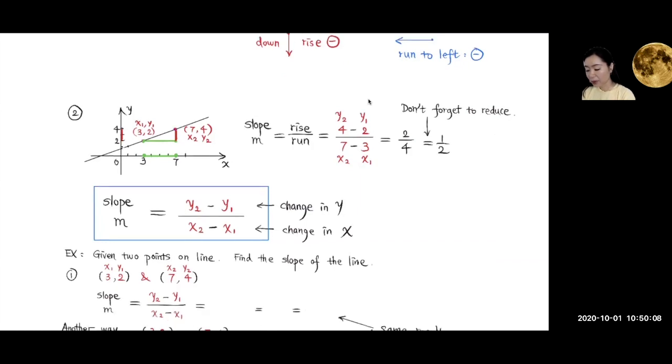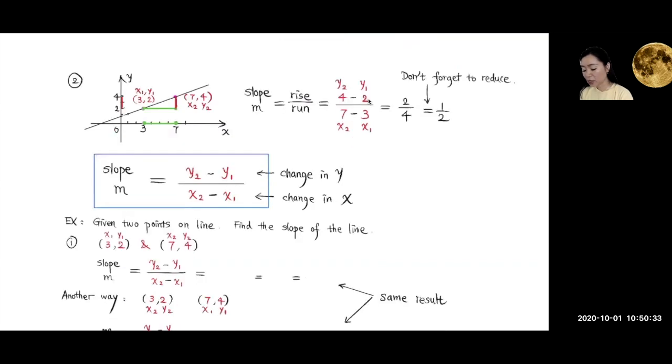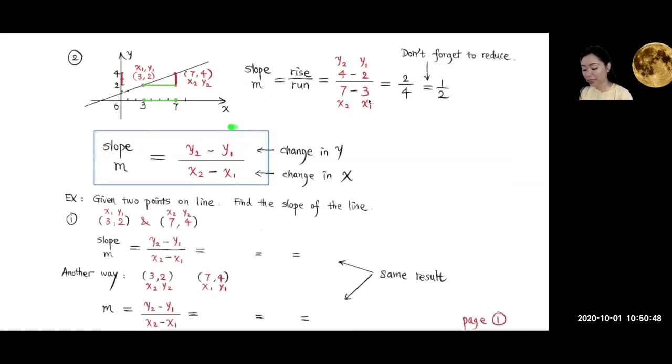Now, from this example, we can observe this formula. If you're given the coordinates of 2 points on one straight line, the slope formula will be y2 minus y1 over x2 minus x1. In other words, that is the change in y divided by the change in x. Notice the change in y should be in the numerator on top. So that's the formula. When you're given 2 points of the line and want to calculate the slope, you can just plug into this formula.